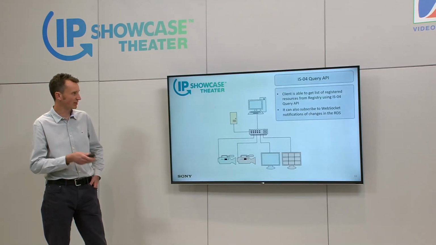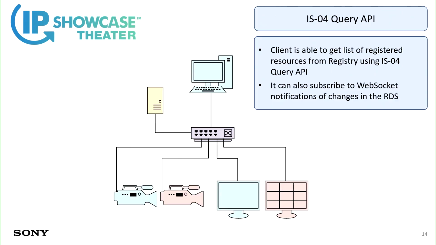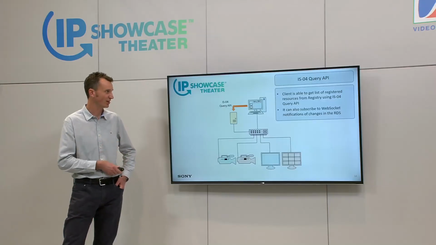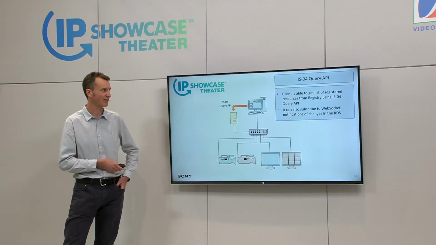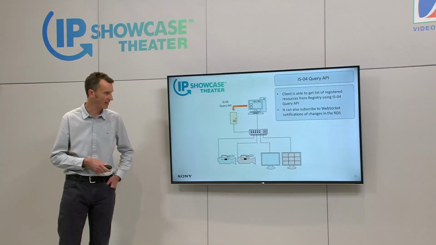How does something like a broadcast controller find out what's available on the network? Well, it will use the IS-04 query API, and it's able to get a list of all the resources on the registry using that API. It can also, rather than constantly polling the registry in case there's any new devices, any new media nodes on there, subscribe to WebSocket notifications, and this will mean any changes on the registry get pushed to the client, to the broadcast controller, to get it an up-to-date list of everything that's currently on the RDS.